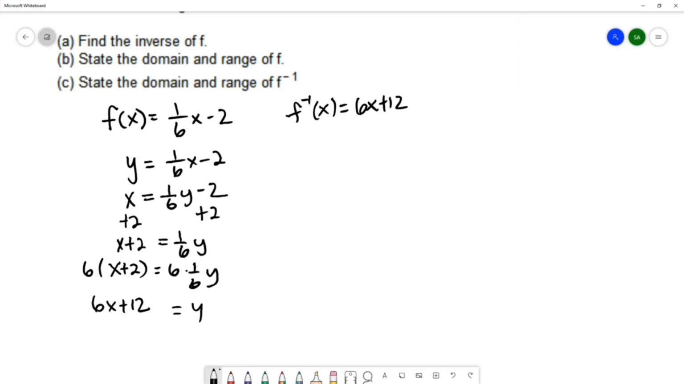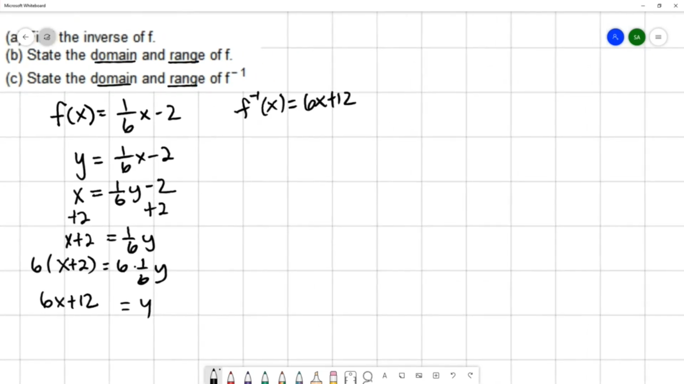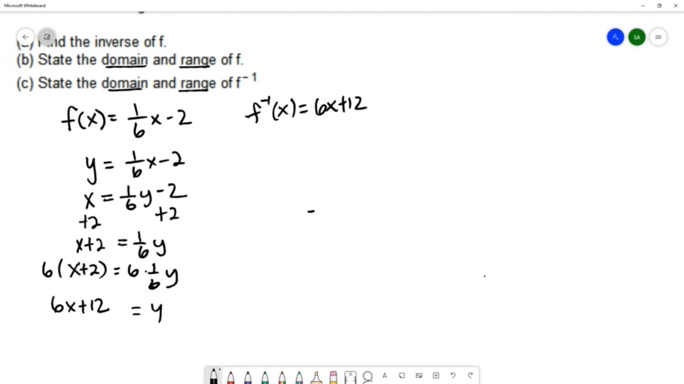We also want to state the domain and range of each of these functions. So let's write them down over here. We have f of x being 1/6 x minus 2, and f inverse of x is 6x plus 12.